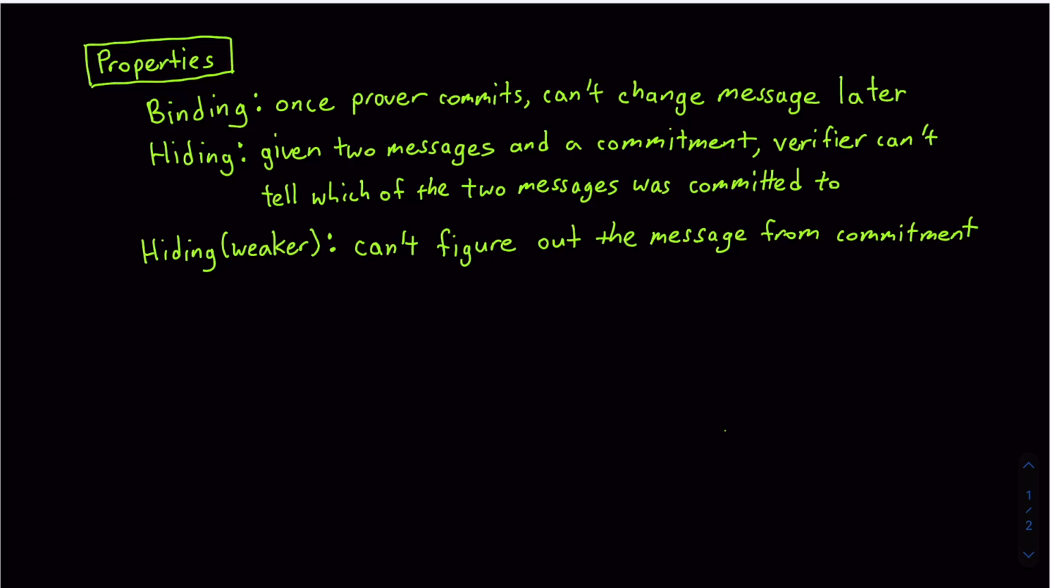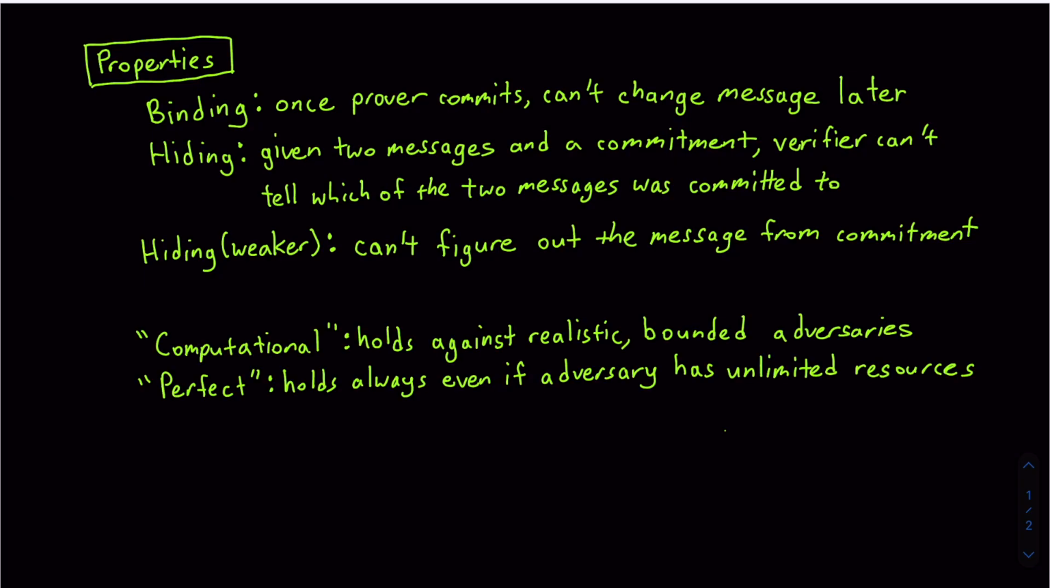You'll often see words like computational or perfect placed in front of binding or hiding. For example, someone might say a scheme is computationally binding. This means the binding property holds against any adversary with a realistic, bounded amount of computation. Basically, what's feasible with today's computers in a reasonable amount of time. The same reasoning would be true if someone were to say a scheme is computationally hiding.